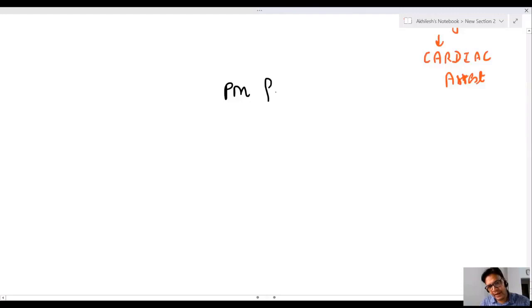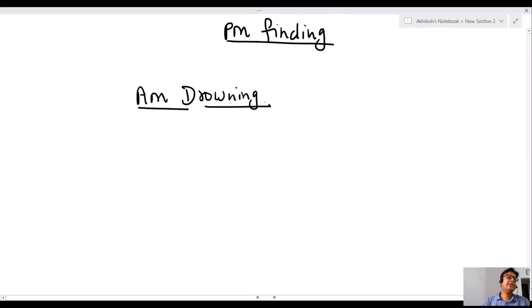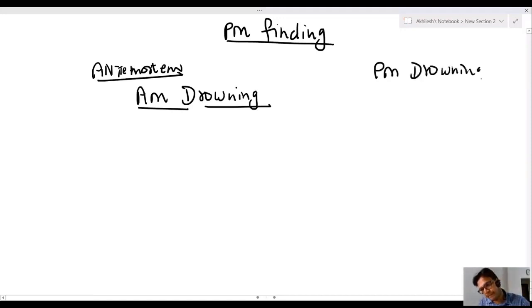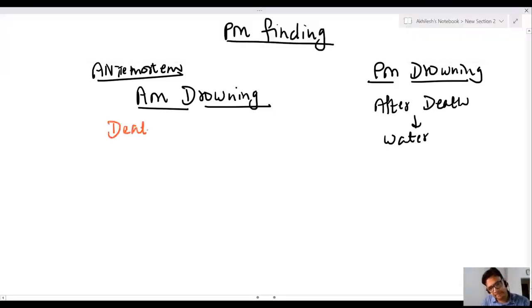Now, sir, come to postmortem findings. When we are starting postmortem findings, meaning after death, what are the changes? First, we should know what antemortem drowning is, and what postmortem drowning is. Postmortem drowning means after death, the body is put inside water. And antemortem drowning means death inside water.